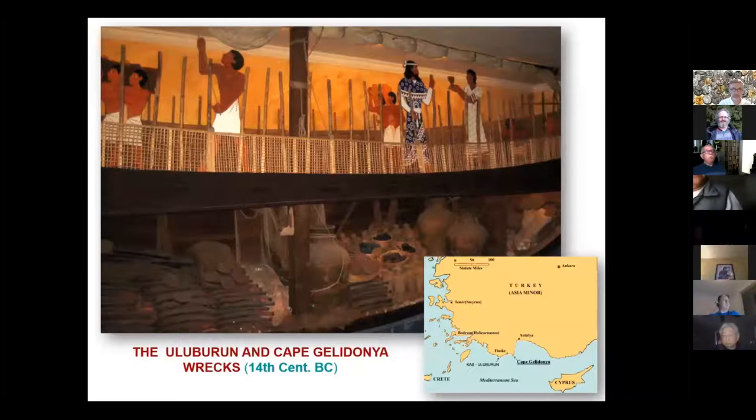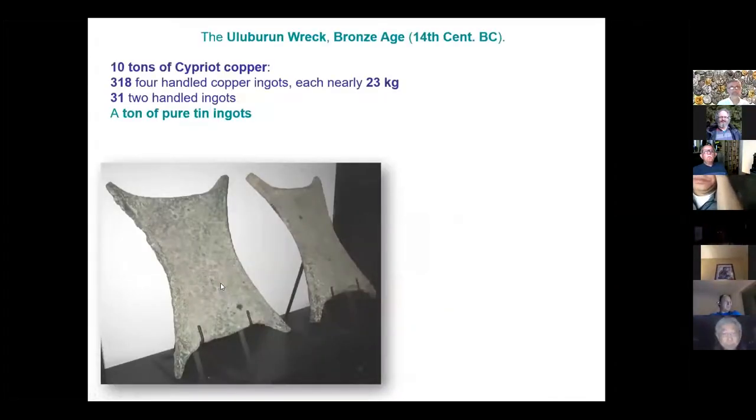However, these two shipwrecks excavated off the coast of southern Anatolia give us a glimpse of what it was like to have a shop. In this case, it's a shop in the form of a vessel, a ship. The Uluburun wreck from the Bronze Age carried 10 tons of copper from Cyprus, 318 four-handled copper ingots, each nearly 23 kilograms, 31 two-handled ingots, and a ton of pure tin ingots.